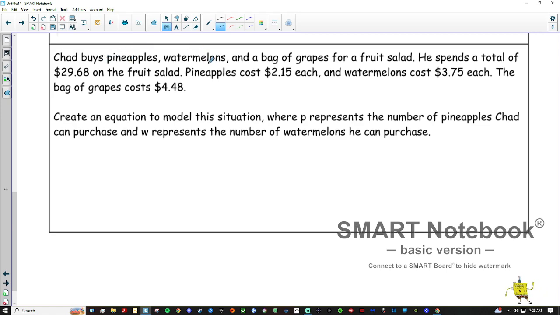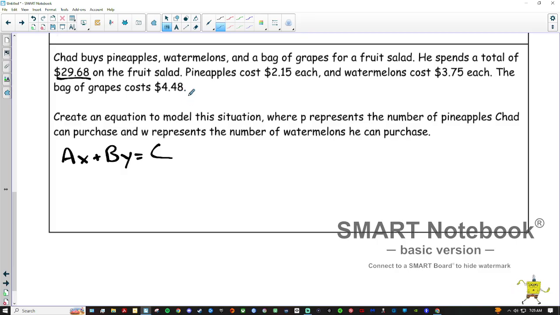Chad buys pineapples, watermelons, and a bag of grapes for fruit salad. He spends a total of $29.68. We have a total, so we know we are using AX plus BY equals C. Pineapples are $2.15 each, watermelons $3.75 each, and the bag of grapes costs $4.48.